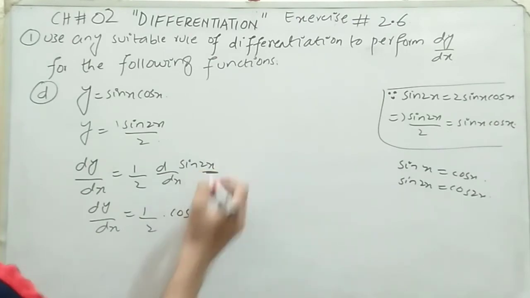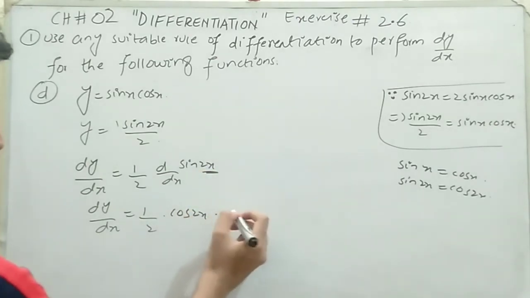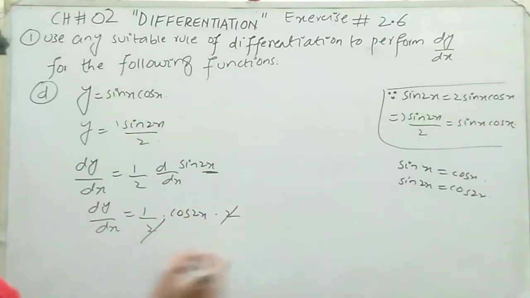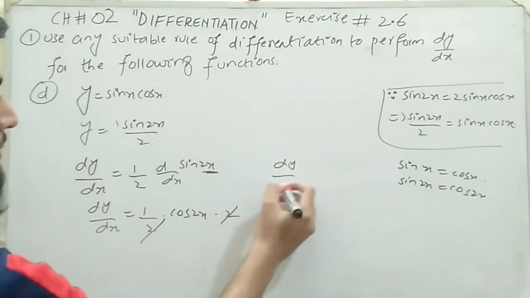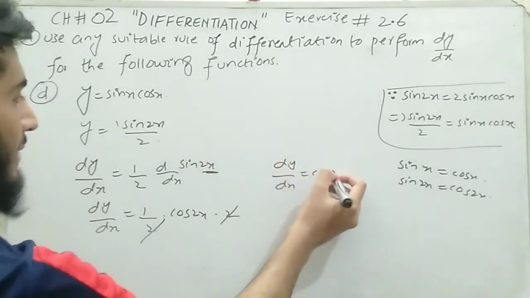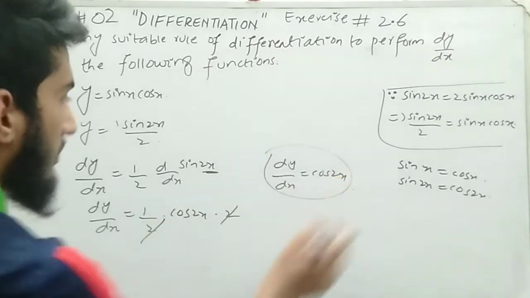Also take the derivative of this inner function 2x. Its derivative is just 2. Cancel out 2 with 2. So we are left with dy by dx is actually equal to cos of 2x. So this is the required derivative.